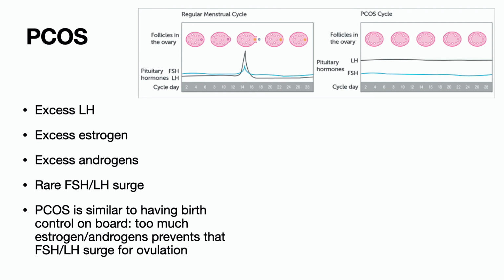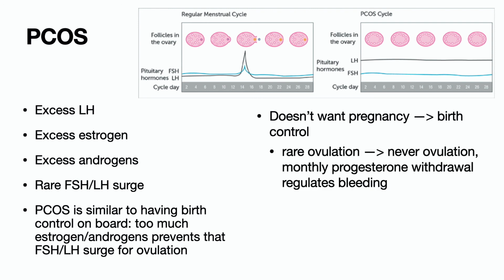It depends if they're trying to get pregnant or not. If they are not trying to get pregnant, we'll put them on birth control. Why? Well, they're kind of already on this crappy version of birth control where they only ovulate every couple of months. So we're just going to take that one step further and give them enough hormonal negative feedback that they never ovulate. Putting them on birth control will also make their bleeding regular.